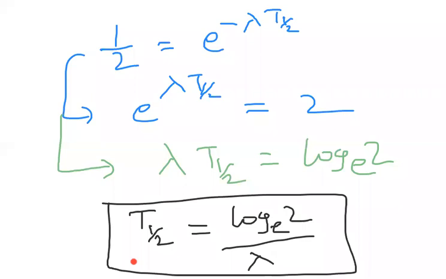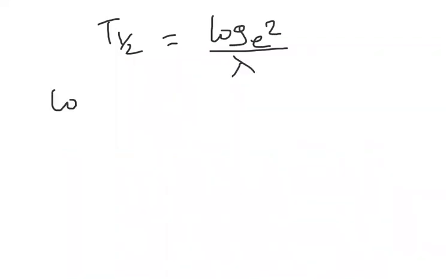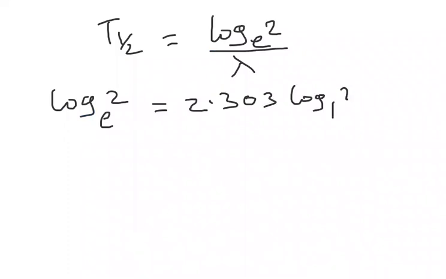Next, we have to check how to handle the remaining part. Just now we got t of half is equal to log 2 base e by lambda. Don't worry about anything, just observe: log 2 base e, I can write as 2.303 log 2 base 10. Remember, this is a conversion in logarithms. Whenever base e is there and I want to convert to base 10, I multiply by 2.303.